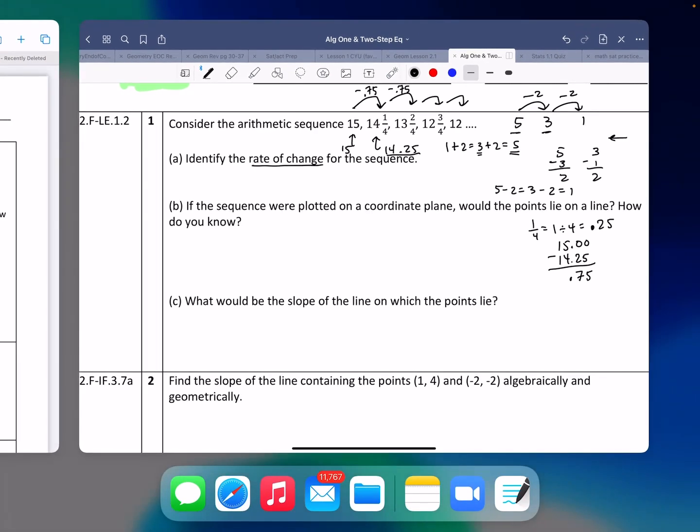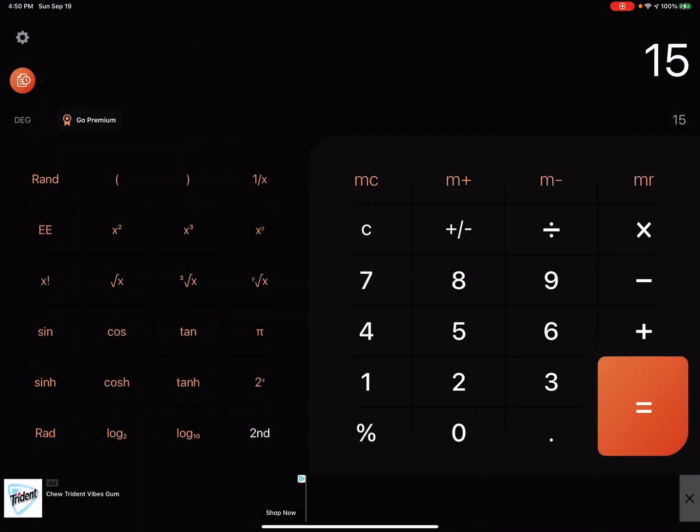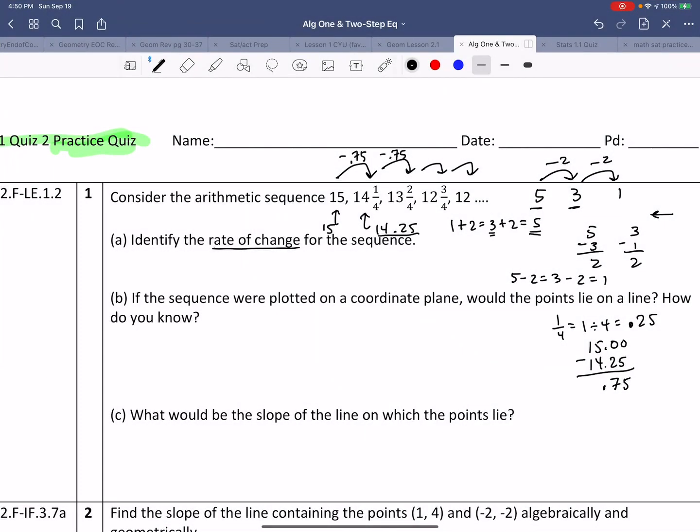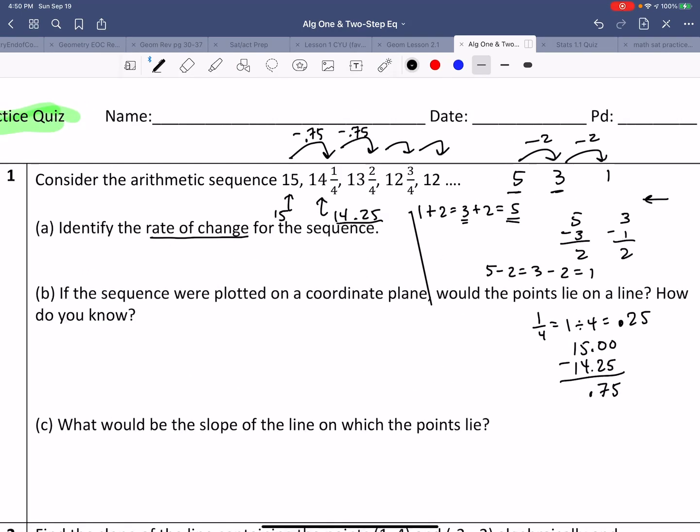In a calculator, where's my calculator? 15 take away 75 cents, I get 12.25. Take away 75 cents, I get 13 and a half, which is 2/4. Take away 75 cents, I get 12.75 or 12 and 3/4. So that is what's happening each time. It looks like I'm subtracting. So we are subtracting 0.75 or the fraction 3/4 each time.